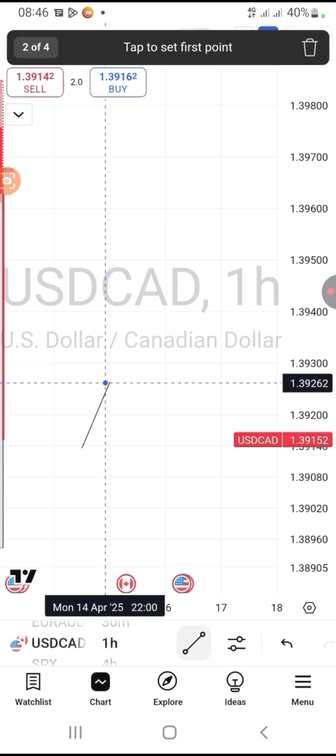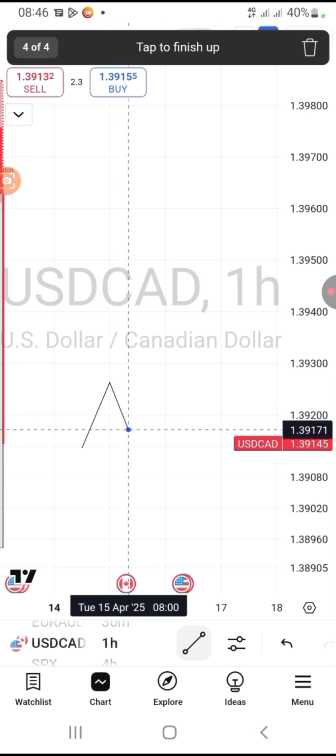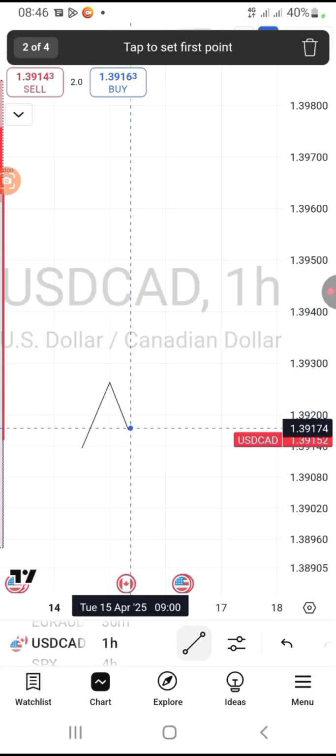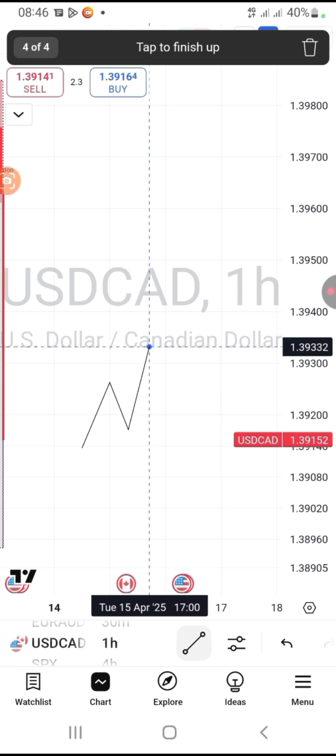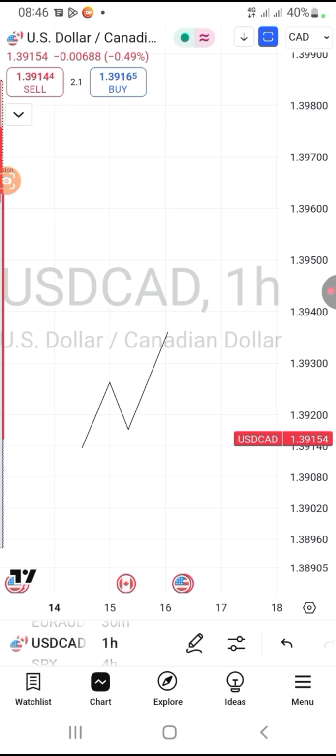Let me put this here. The market does something like this. Let me put it this way. And then the market also does something like this. This is simply a break of structure. This is a break of structure to the upside, when the market is forming a higher high and a higher low. Just say when the market moves up, comes down, and moves up again. I think that will be easy to understand.